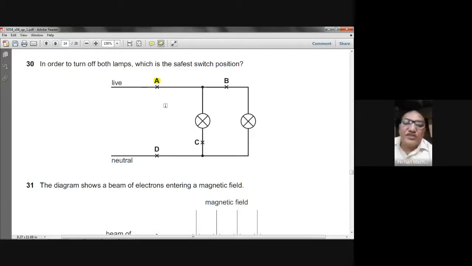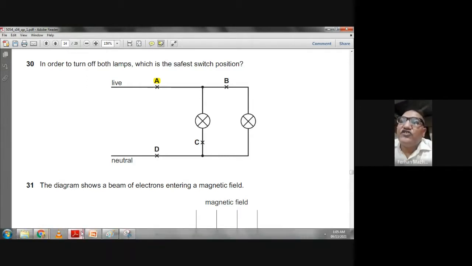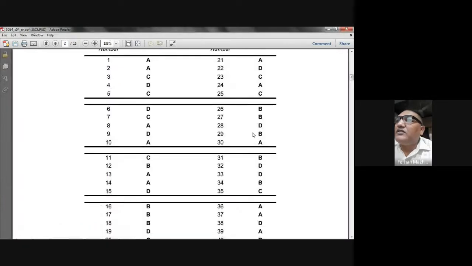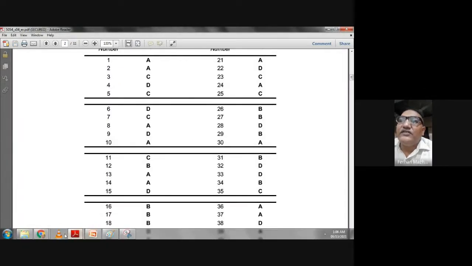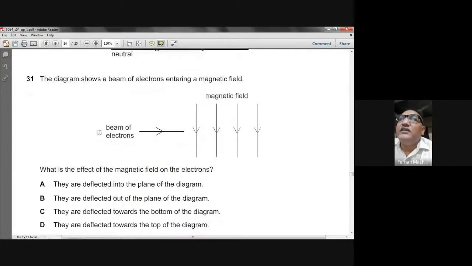If you put a switch here, when you open that switch, both the lamps will be off, and when you close that switch, both lamps will work. So I think A is the best position for putting a switch, and for question 30, A is the option. Okay, so that is question number 30.